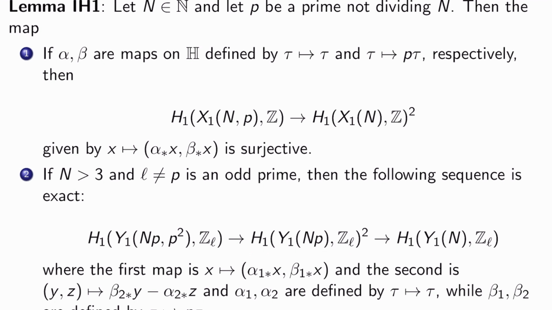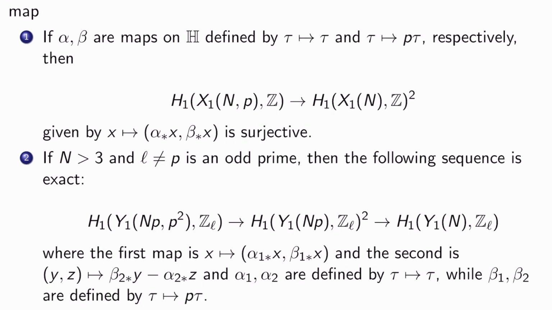What are these maps? The first map here sends x to (alpha 1 star x, beta 1 star x). And the second is the map that sends (y, z) to beta 2 star y minus alpha 2 star z. What are alpha 1 and alpha 2 here? And what are beta 1 and beta 2 here? Alpha 1 and alpha 2 are just defined by tau maps to tau, and beta 1 and beta 2 are defined by tau maps to p tau, so kind of the same two maps from earlier.